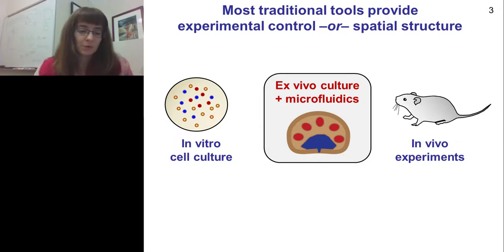There are a number of people pursuing different ways to do this, including spatially patterned cell cultures. But here, what I would like to share with you is an alternative approach that a few labs have been developing, and that is to combine the power of ex vivo culture, meaning samples of tissue outside the body, with microfluidics to control the environment.